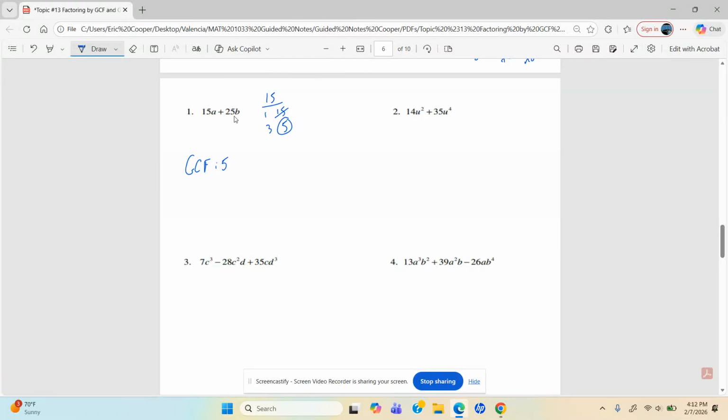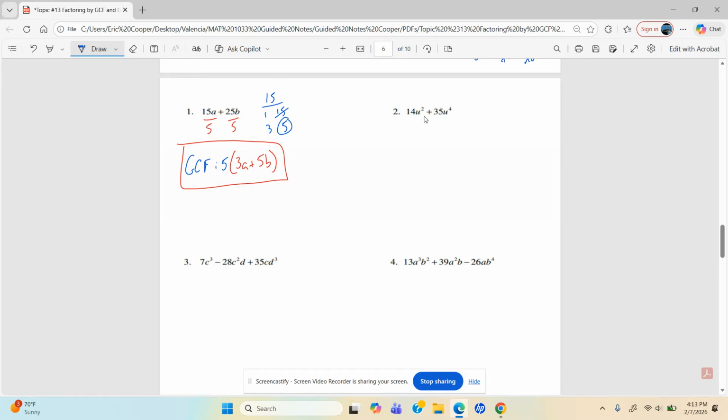And I notice my variables are different, so I'm not going to have any variables that are the same. So 5 is my GCF. We're going to divide everything here by 5 to get the inside. 15 divided by 5 is 3. The a comes down with it. 25 divided by 5 is 5. And the b comes down with it. So this would be my factored out polynomial.